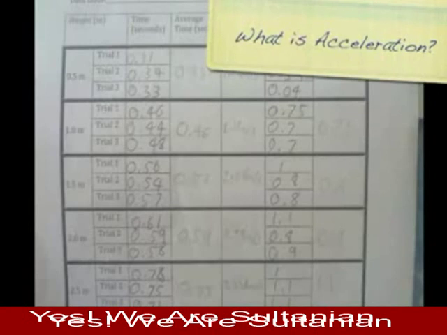This is a pipette drop experiment, an example for acceleration. As the distance from the ground increases, the speed of the droplet falling to the ground increases. Acceleration is written as A equals speed or velocity over time.